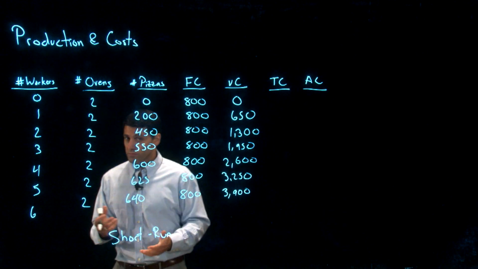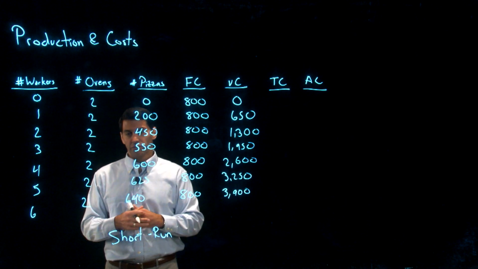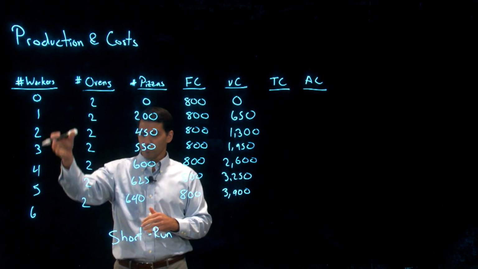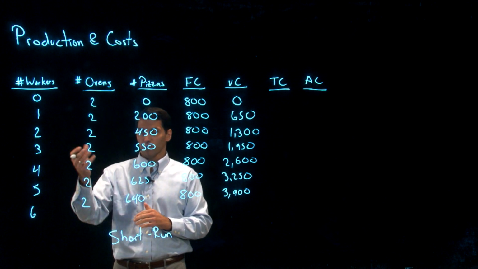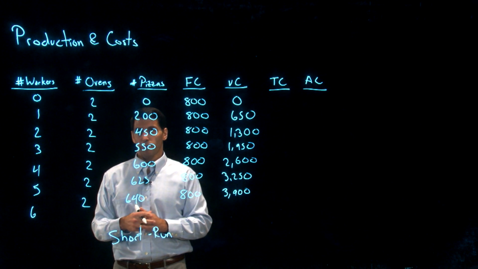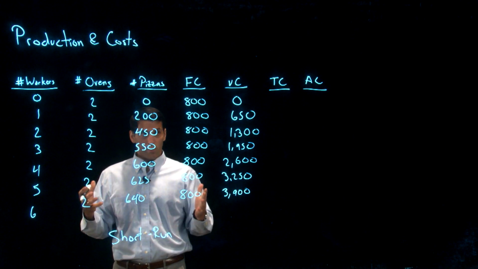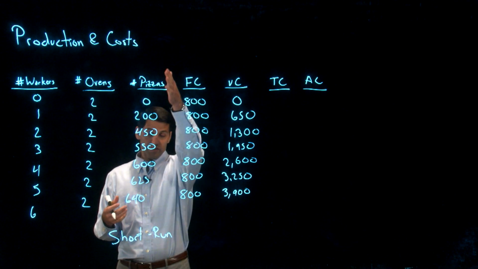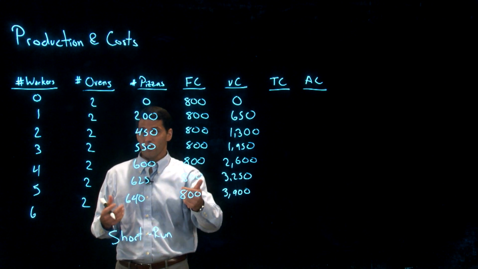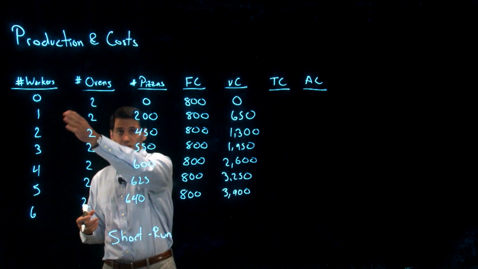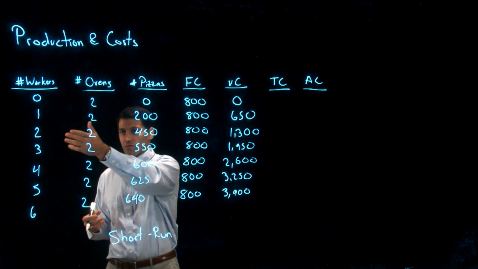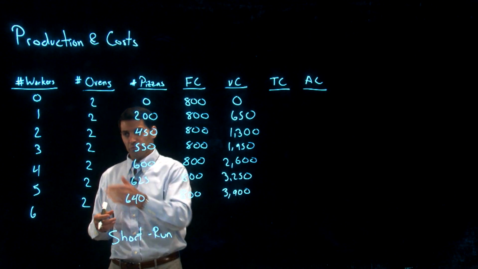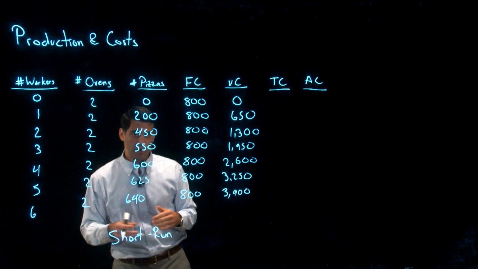In this example, though, our fixed factor in the short run is the number of pizza ovens. So we have 2 ovens, and we're looking at an example where we have between 0 and 6 workers. If we're thinking about the costs of producing these numbers of pizzas, that's what we have in our third column here: with 2 pizza ovens and 0 workers, you'll have 0 pizzas. With 1 worker, 200 pizzas. 2 workers will give you 450 pizzas. 3 will give you 550, and so on.